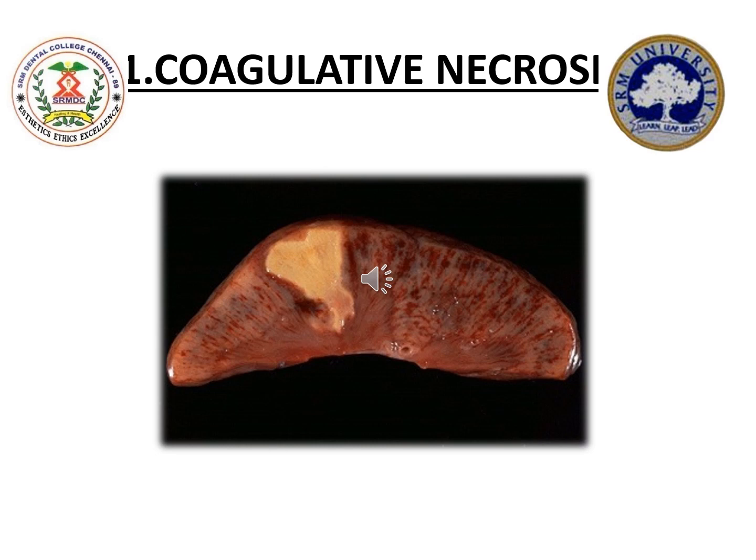Macroscopically, or the gross appearance of coagulative necrosis, is a pale segment of tissue. As you can see in the picture, there is a localized area of pale tissue, which is the necrosed area. This is surrounded by vascularized tissue.